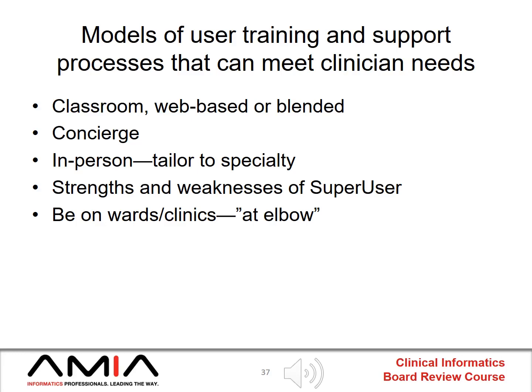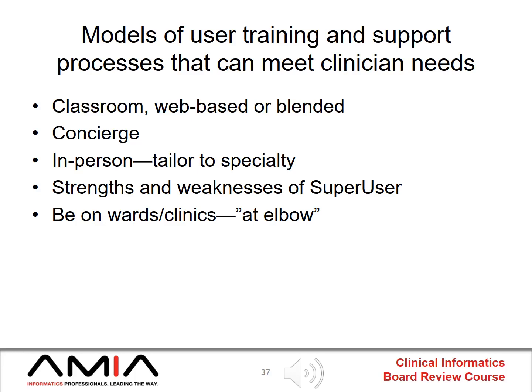There are a variety of models for user training and support that you can choose from to meet your clinicians' needs. A common model is classroom training. Web-based training is also used, and blended refers to a mixture of these two. Concierge training really means that you are like a concierge and say, "Yes, doctor, I'm happy to meet you at 5:30 in the morning to review the use of this new system. Or what time would be convenient? Saturday evening? Yes, we'll be there."